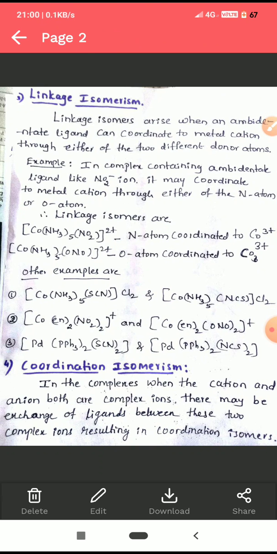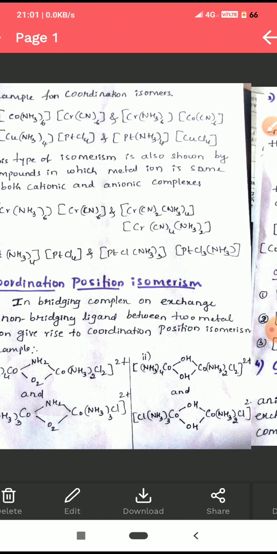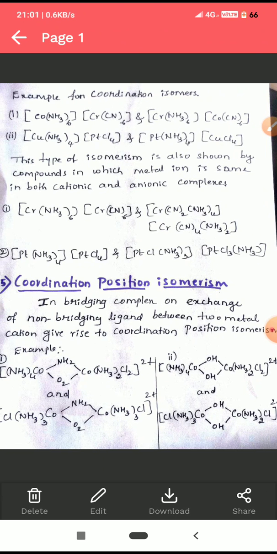Linkage isomers are observed when there is an ambidentate ligand in a coordination complex. Isomers will have different donor atoms. The ligand will be the same, but the donor atoms are different. Such are the examples for linkage isomerism. In coordination isomerism, this type of isomerism is observed when both ions are complex ions. Cation and anion are complex ions. There is exchange of the ligands between cation and anion.